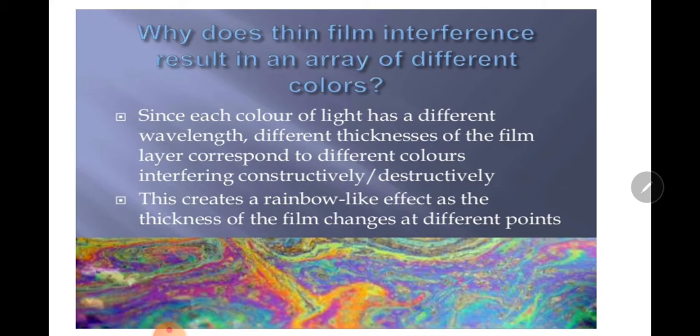Why does thin film interference result in an array of different colors? Since each color of light has a different wavelength, different thicknesses of the film layer correspond to different colors, which interfere constructively or destructively depending upon their path difference. This creates a rainbow-like effect as the thickness of the film changes at different points.